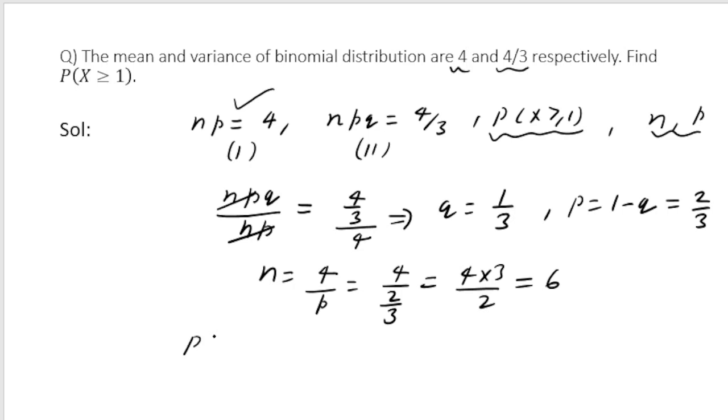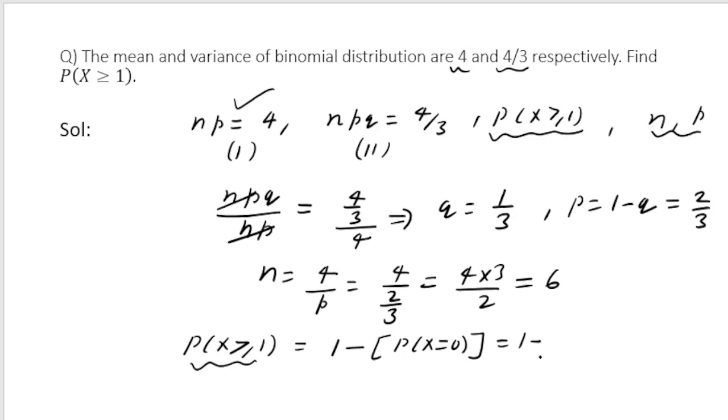So now I have to calculate the probability for one or more successes. So greater than or equal to 1 may be 1, it may be 2, 3, 4, 5, 6. But that is not the right approach, because we know that the total probability is 1. So from 1, I can subtract the probability for x is equal to 0 successes. Because if you want to calculate the probability for one or more successes, just one possibility is left, that is zero successes. So 1 minus the probability of zero successes, nC0.